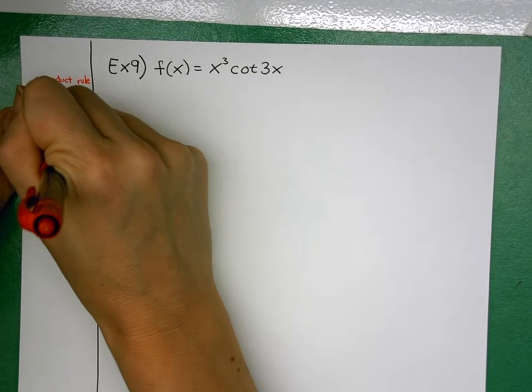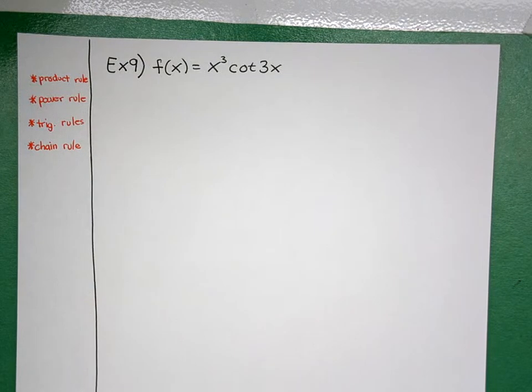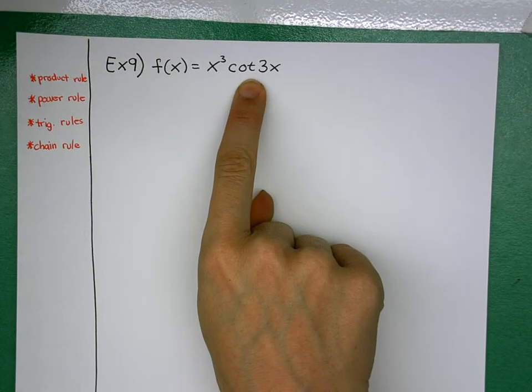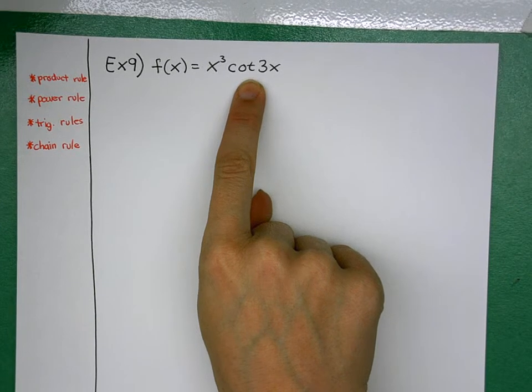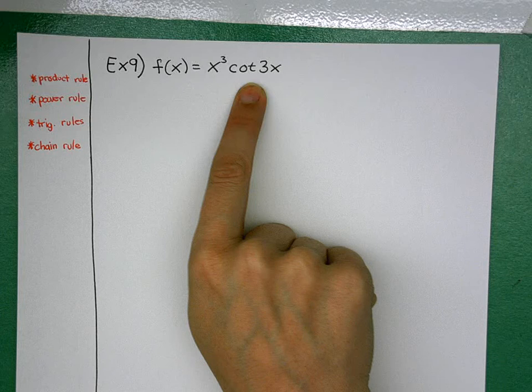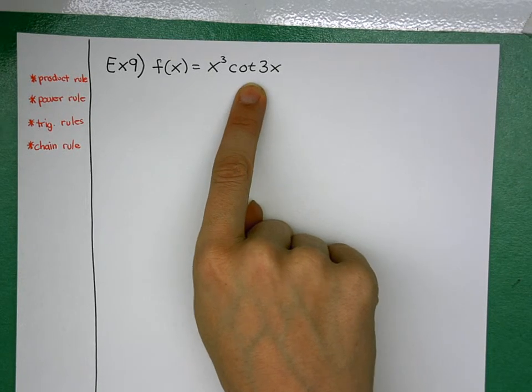Notice that we have a number with our trig. We have cotangent 3x. So this is like the examples 5 through 8 that we just did. We have to therefore do chain rule if we take the derivative of this function here. There's no way around it. You can't just not use chain rule because you don't feel like it. If you are taking the derivative of cotangent 3x, you have to do chain. Okay? And so let's go ahead and walk through this.